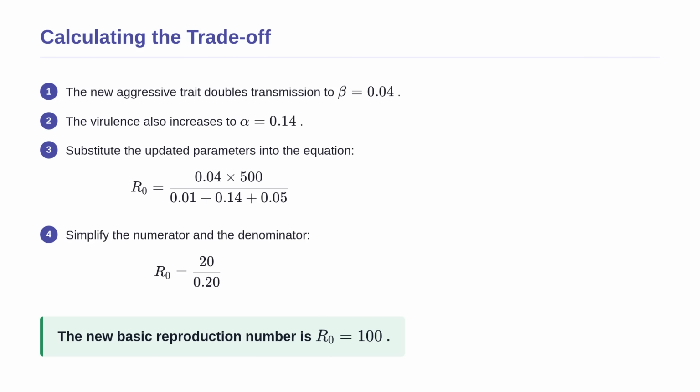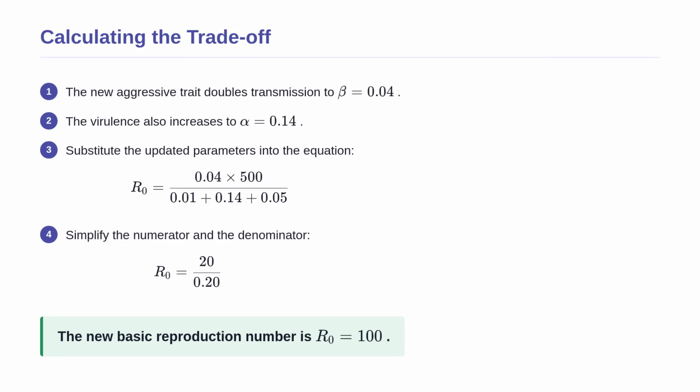Let us test this hypothesis by calculating a new scenario. Suppose the parasite evolves a new trait that doubles its transmission rate to 0.04 per day. However, this aggressive replication also increases its virulence to 0.14 per day. The host population, natural death rate, and recovery rate remain the same.